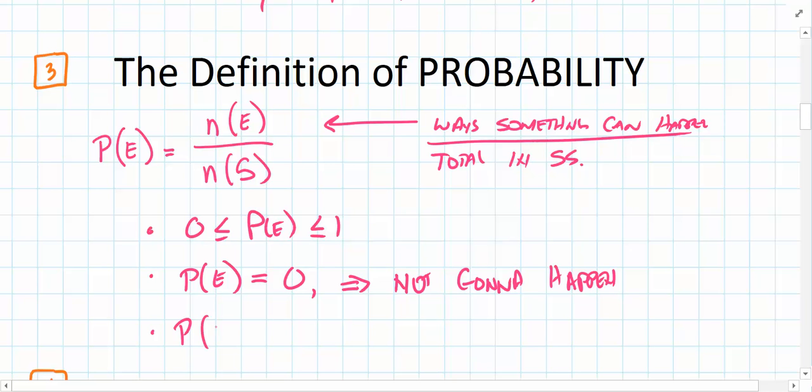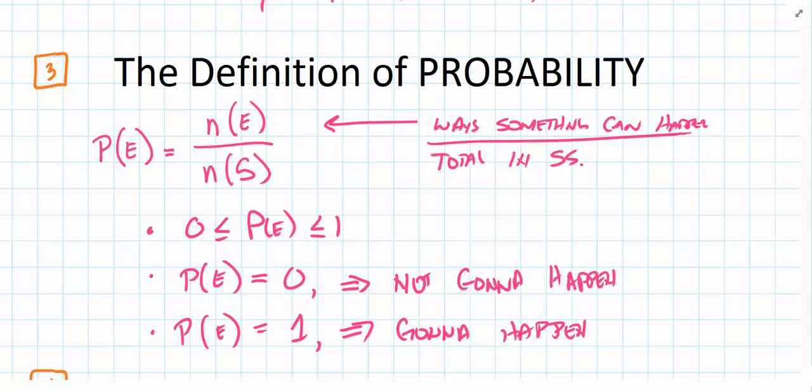All right. If the probability of your event, let's go to the other extreme, is equal to 1, what does that imply? It's going to happen. Okay, so if today's Friday, the probability that tomorrow is Saturday is 1. That is going to happen.